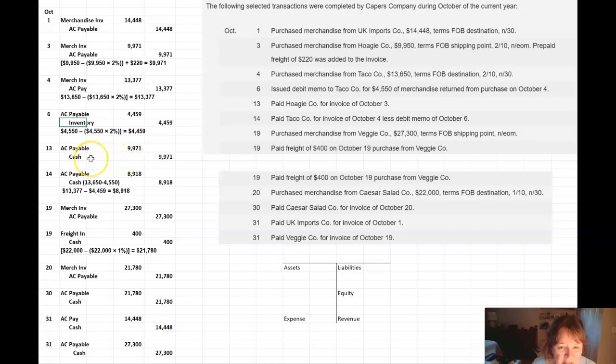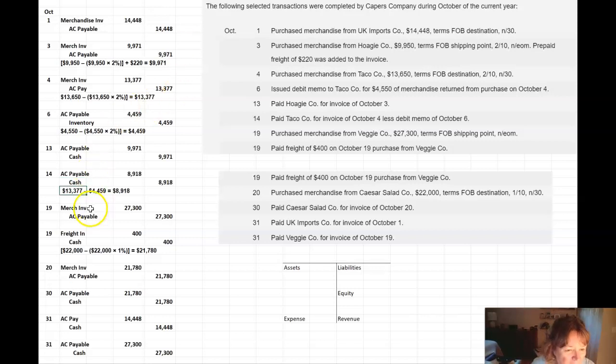Okay, for 13, we paid Hoagie for the invoice on the 3rd, so that would have been the $99.71. Decrease the payable, decrease cash, $99.71. On the 14th, we paid Taco for the invoice less the debit memo. So that would have been $13,377 was the original purchase price, minus the $44.59 for the return, is $89.18, and that's how much we would have paid. Let's get rid of the rest of this here. You want the part that's underneath there.